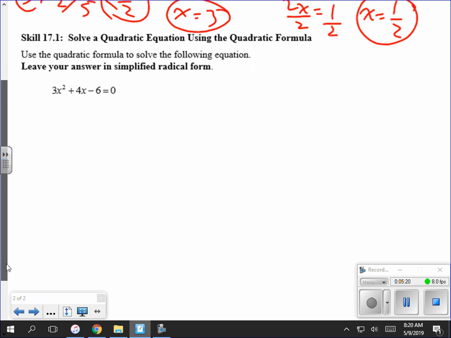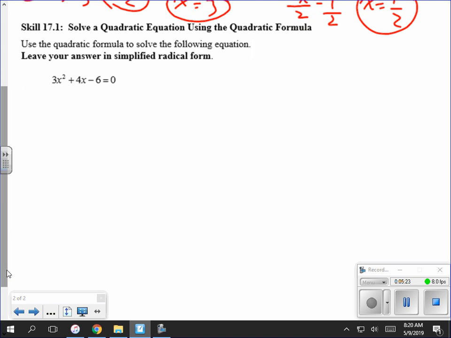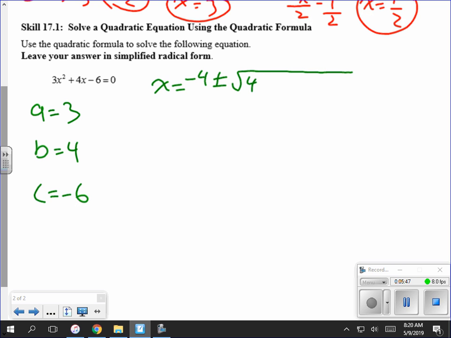And then last but not least, solve using the quadratic formula. So my first step in solving by the quadratic formula, identify my A, which is 3, my B, which is 4, my C, which is -6. And then fill in the formula. x equals minus B plus or minus the square root of B squared minus 4 times A times C, all divided by 2 times A. Just plug it in first and then start to simplify.